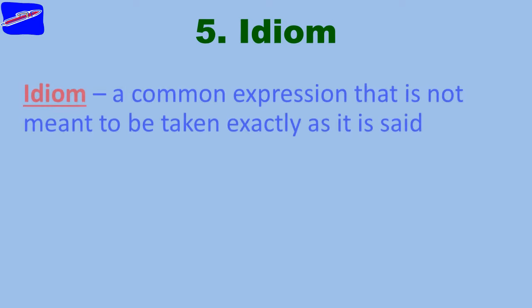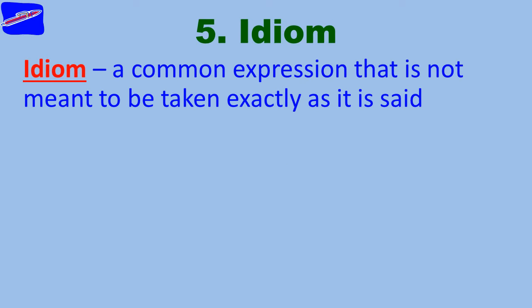Our fifth and final type of figurative language is the idiom. An idiom is defined as a common expression that is not meant to be taken exactly as it is said. With an idiom, we can't figure out the exact meaning of what's being said simply by reading the words. We often have to look elsewhere to determine its meaning.